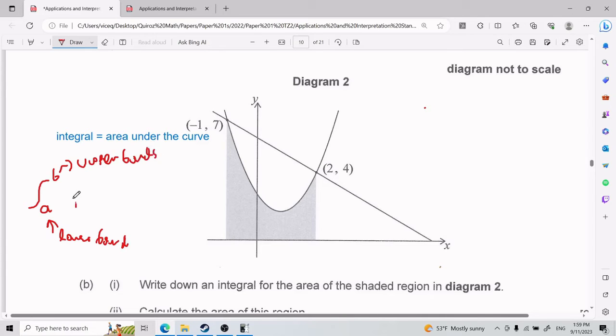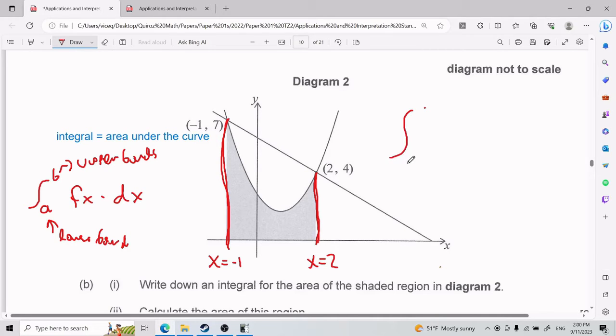And then you need to put the function, and then you need to write dx, which is basically saying I am doing the integral specifically for the variable x. So what is my lower bound here? Well, because the calculator thinks from left to right, that means your lower bound is here and your upper bound is here. Now, how do you tell that to your calculator? Well, this line here in red is x equals -1, and this line here in red on the right side is x equals 2. So your lower bound is going to be -1, your upper bound is going to be 2.